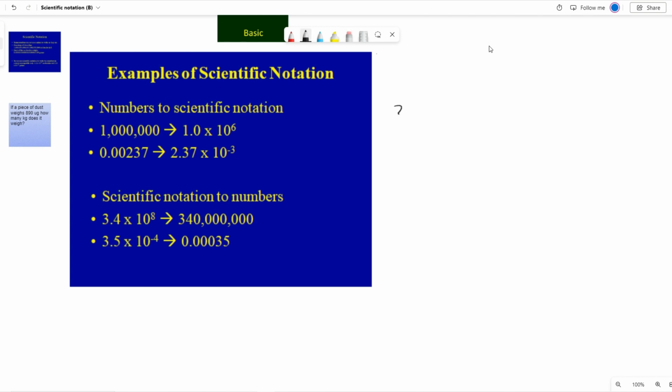So if we had 3.4 times 10 to the 8th, what you would do is, the 8 is positive, so that means this 3.4 needs to get larger. So we're going to move the decimal place 8 spots so that the number gets larger. So that's 1 spot, 2 spots, 3 spots, 4 spots, 5, 6, 7, and 8. And each spot that you moved it, you're just going to add in a 0.